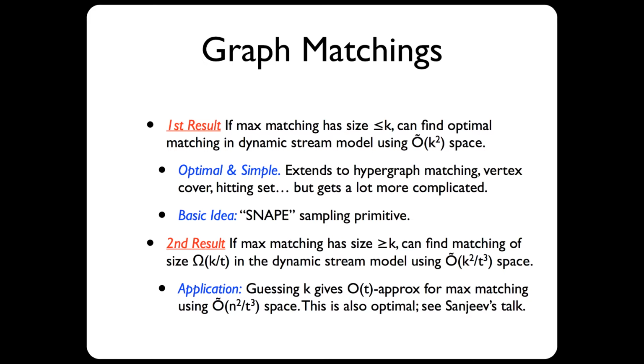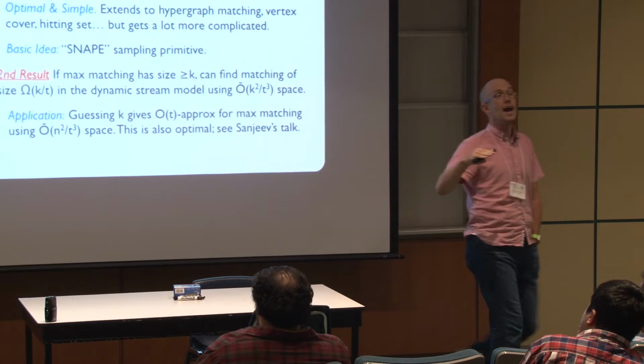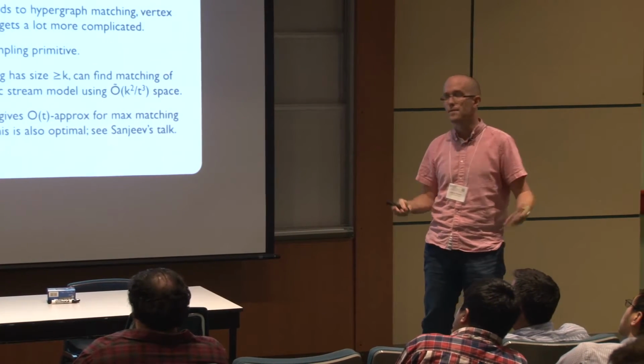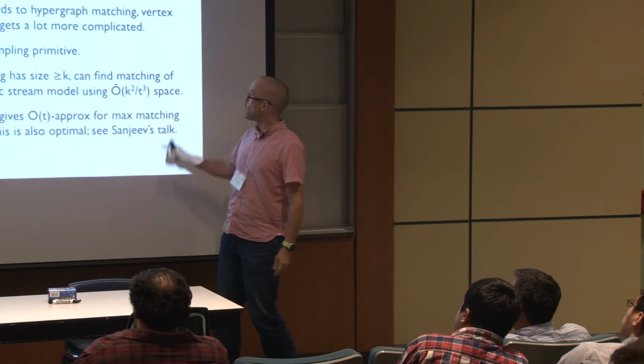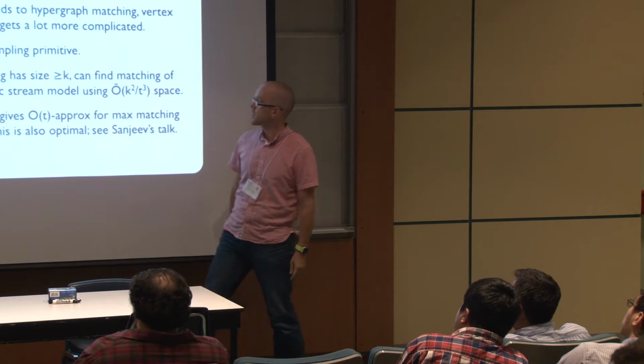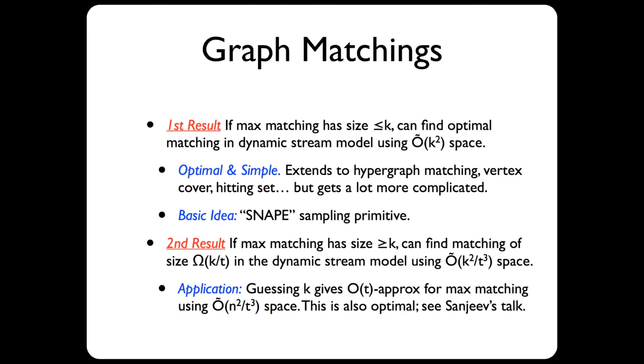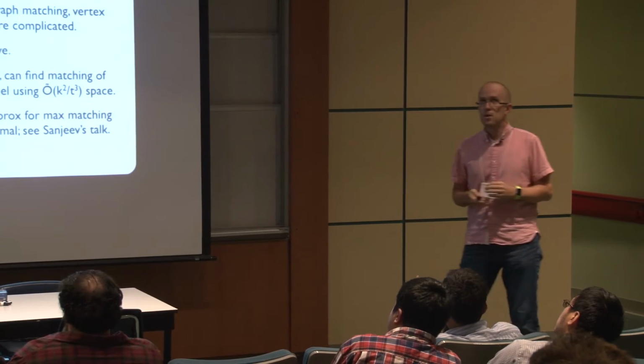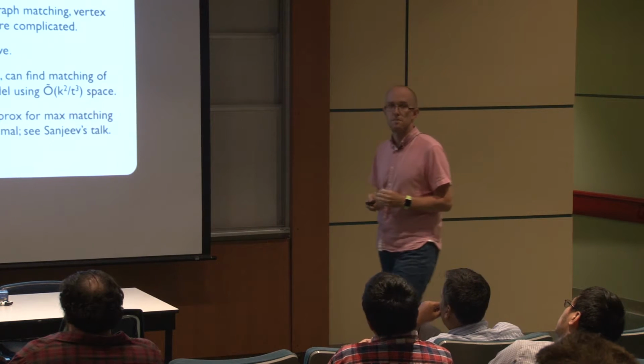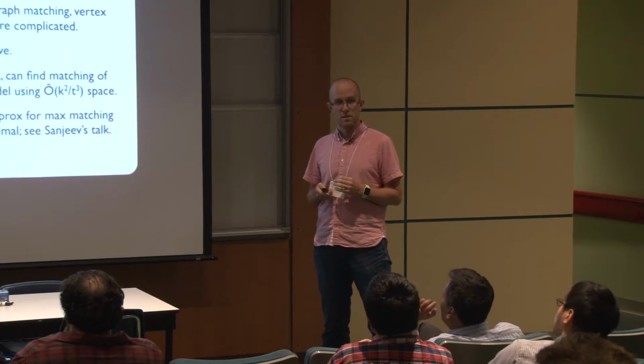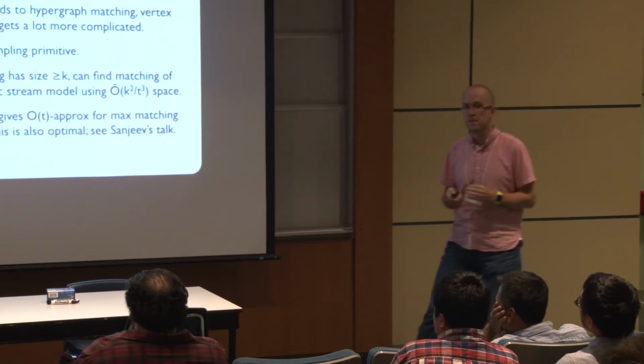And so an application of this is, if you guess k in powers of 2, since you don't know k ahead of time, you can get an order t approximation for maximum matching using n squared over t cubed space. This is very similar to the result that Sanjeev talked about yesterday, and those guys proved that was optimal. It's normally hard to get an approximation factor which is smaller than 1. Yeah, you may have covered this in grad school.